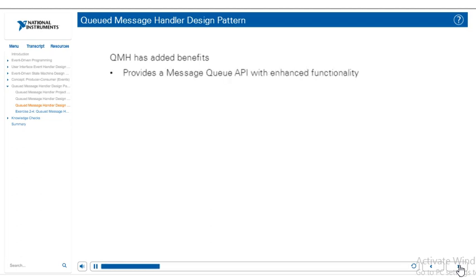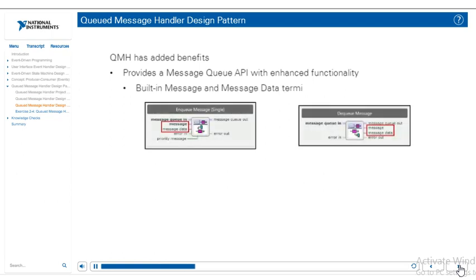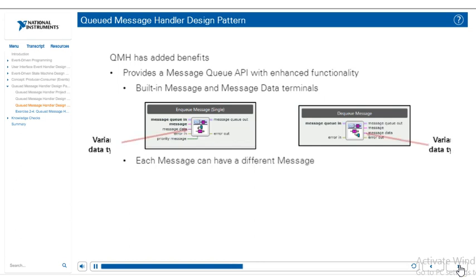1. The QMH provides a message queue API with enhanced functionality over the regular queue nodes. For example, the message queue API conveniently provides built-in message and message data inputs and outputs. Also, each message can have a different message data type because the message data is a variant data type.